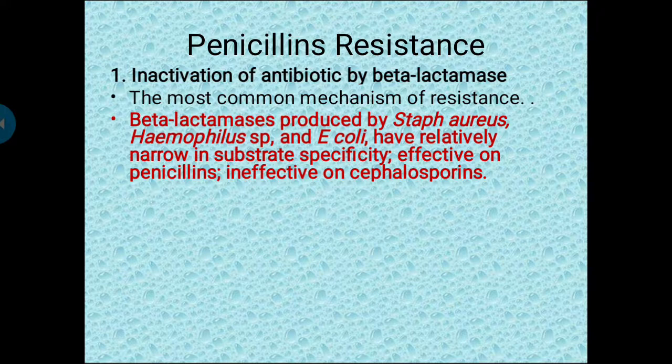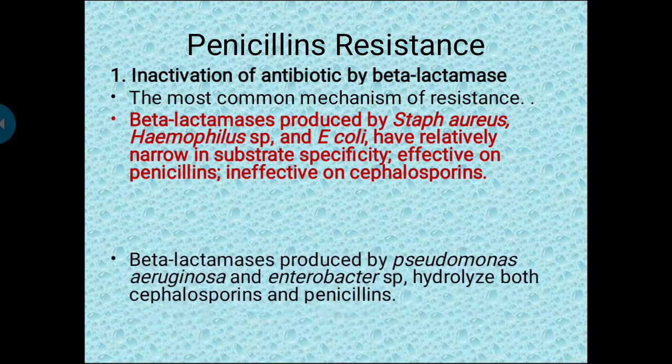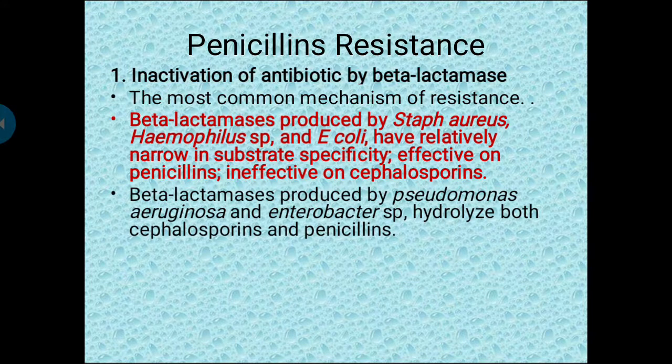Narrow spectrum beta-lactamase means they are active and destroying the penicillin only, but they cannot inhibit the cephalosporin. But beta-lactamase produced by Pseudomonas aeruginosa and Enterobacter species hydrolyze both cephalosporin and penicillin. So beta-lactamase produced by Pseudomonas and Enterobacter are wide spectrum because they degrade both penicillin and cephalosporin. But beta-lactamase produced by Staph aureus, E. coli, Haemophilus mainly degrade the penicillin.